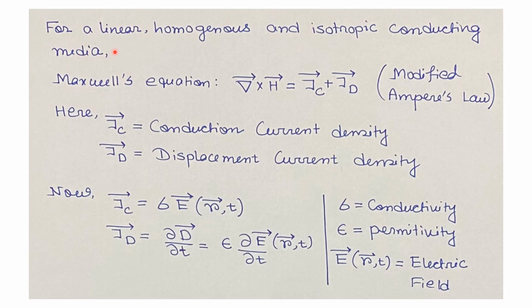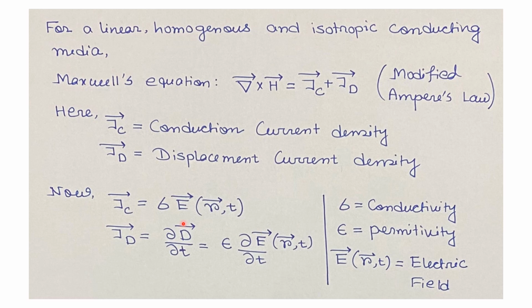For a linear, homogeneous and isotropic conducting media, the Maxwell's equation can be written as curl of H vector equals JC vector plus JD vector. This is also known as modified Ampere's law. In this equation, the H vector is the magnetic field intensity vector, JC vector is the conduction current density, and JD vector is the displacement current density.